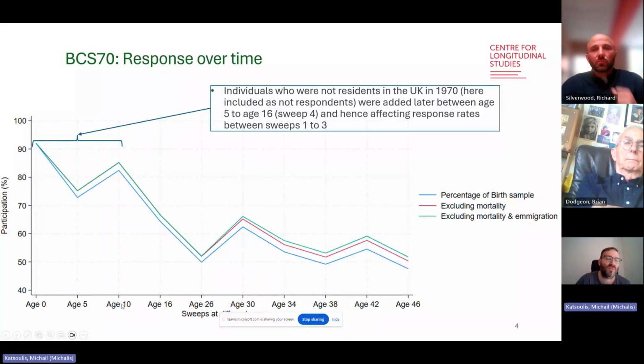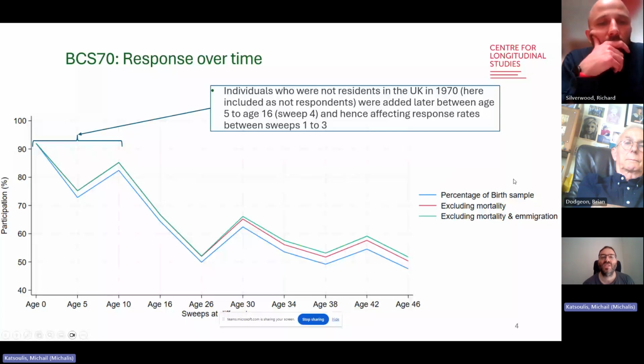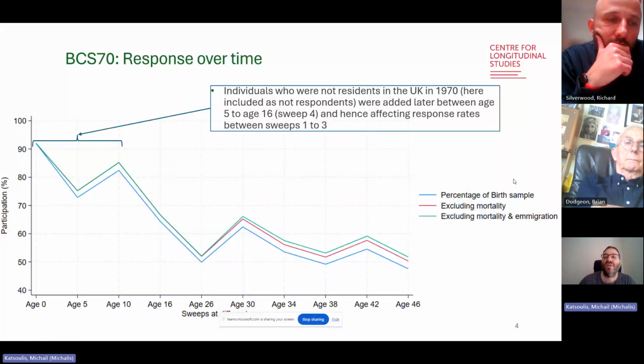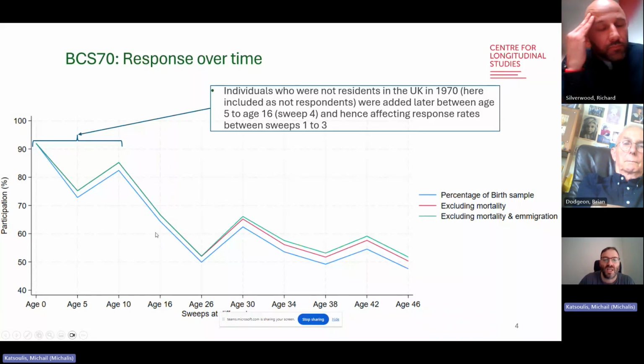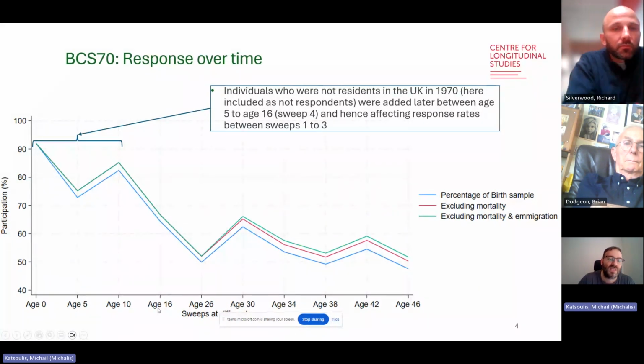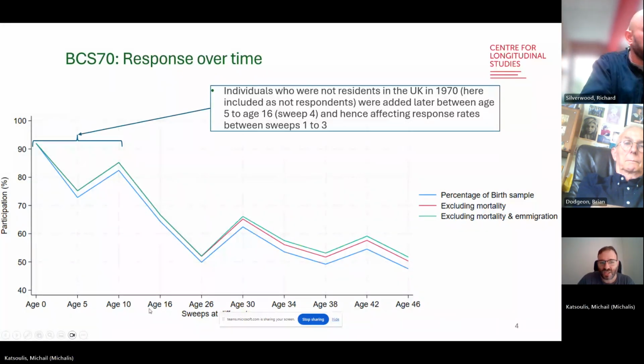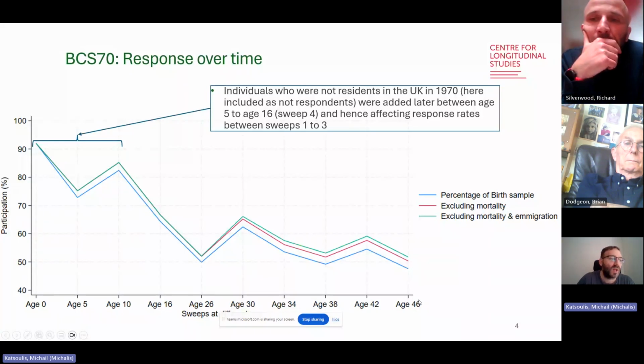Well, for the first three waves at age 0, age 5, and age 10, the calculations are not very accurate because individuals who were not resident in the UK in 1970 were added later between age 5 and 16. Hence they affected the response rates between sweep 1 and sweep 3. But still, you can see that after age 16 is really the problem. So when we analyze sweeps after age 16, we really have to tackle missing data because lots of people are missing.